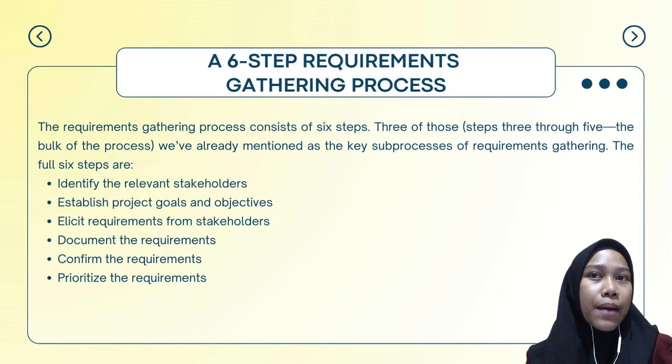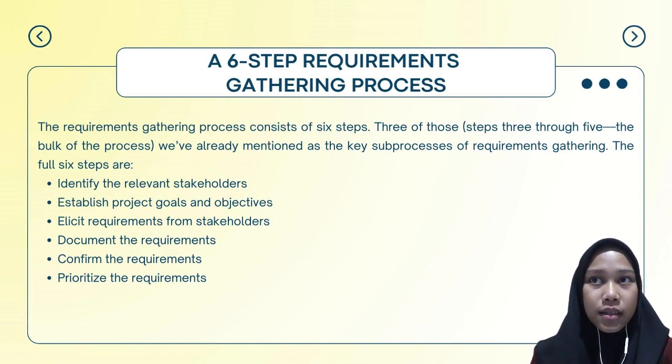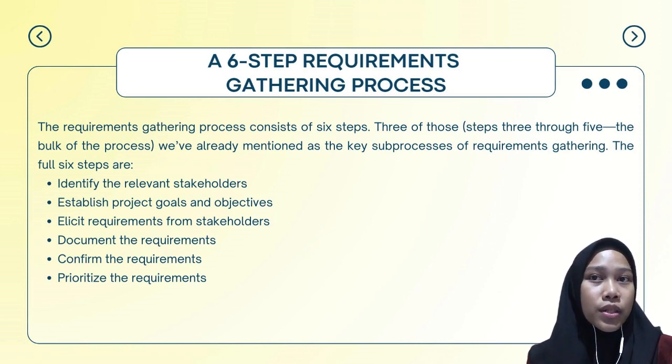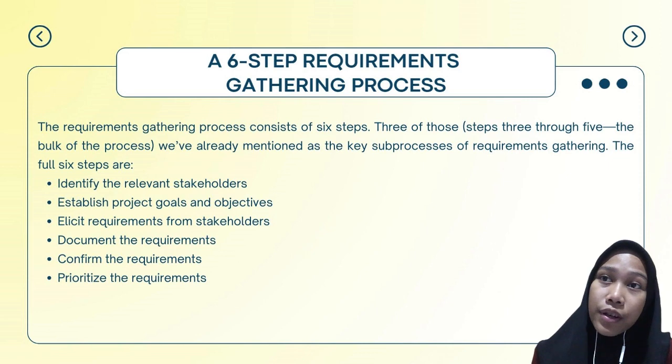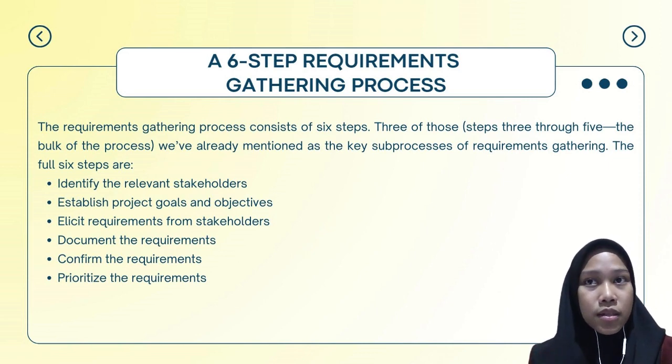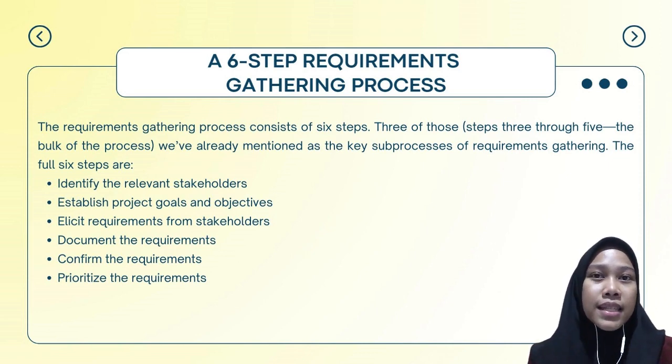There is a 6-step requirements gathering process. The requirements gathering process consists of 6 steps. Three of those, steps 3 through 5, are the bulk of the process. We have already mentioned these as the core of the requirements gathering process.